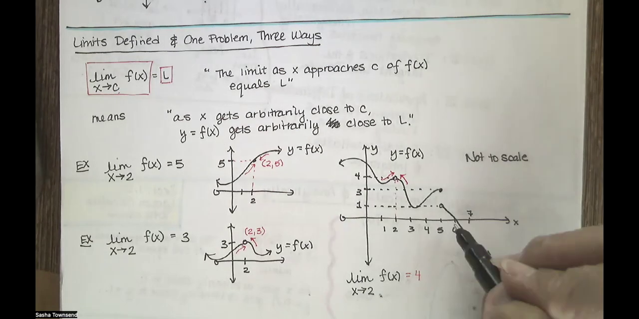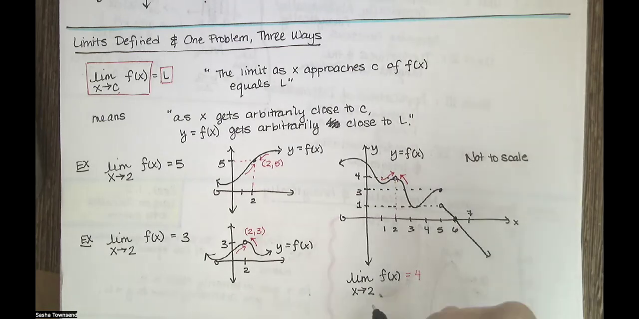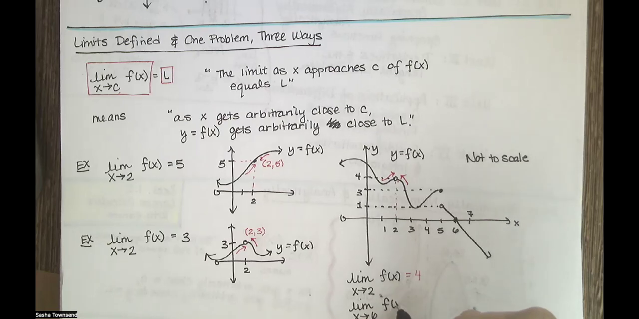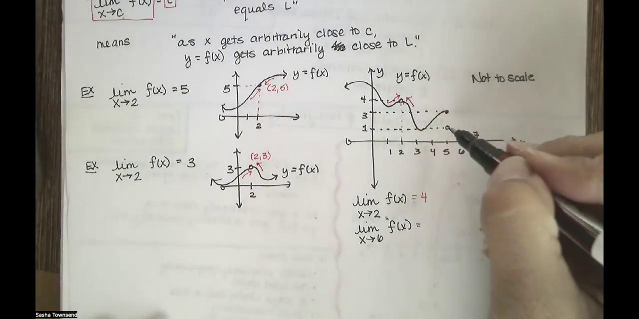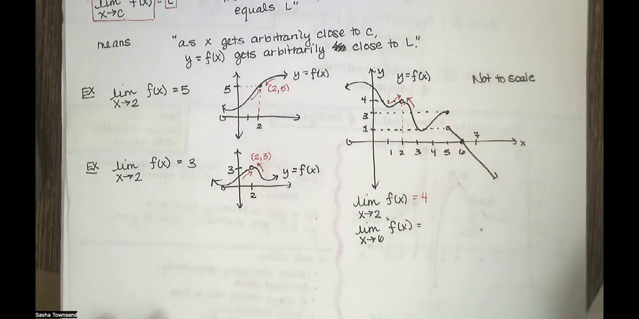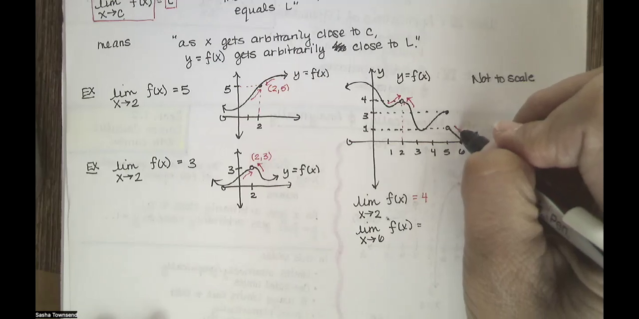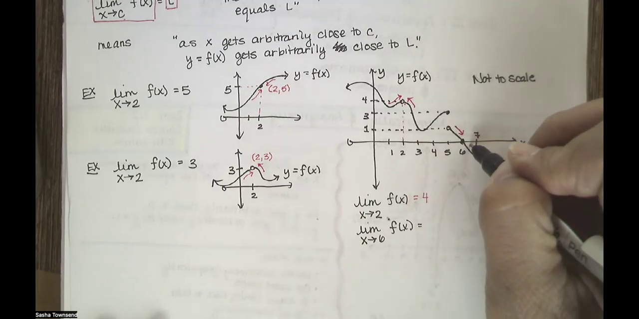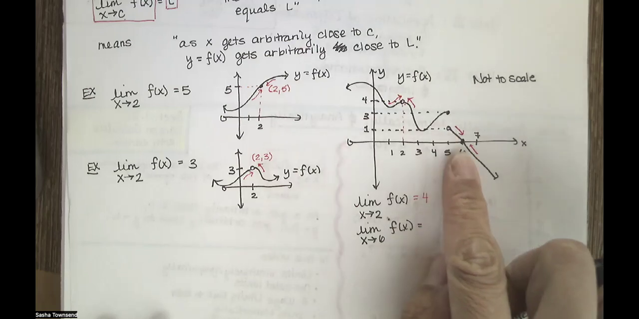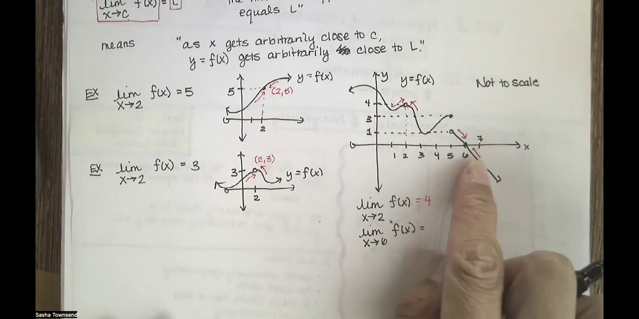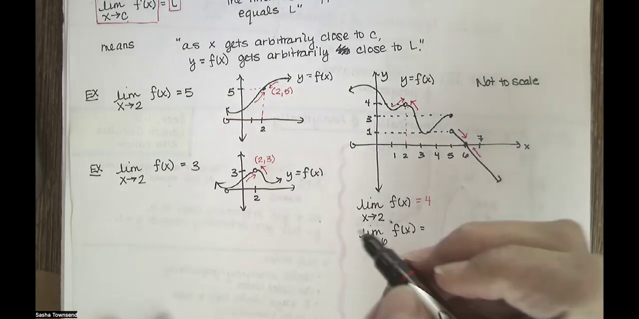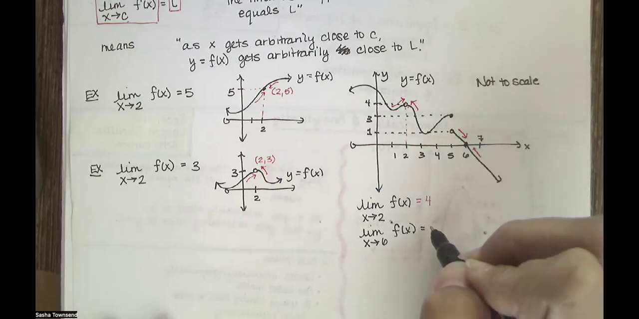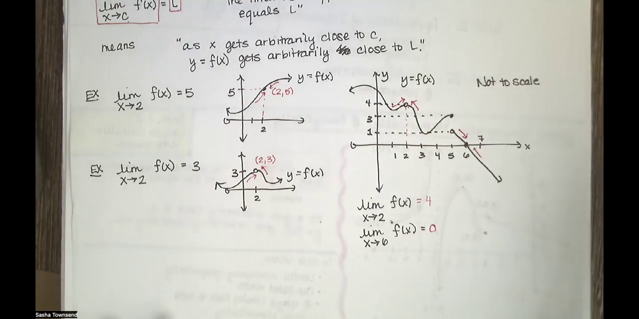Now we might also be interested in maybe this location as well. So I'll take the limit as x approaches 6 of f of x. Now to figure that out, again, I just look at the y values on the graph as x approaches 6 from the left and from the right. So as x approaches 6 from the left, and as x approaches 6 from the right, we look at the graph and we see that the y values are getting close to the x-axis, right? And on the x-axis, y is equal to 0. So the limit as x approaches 6 of f of x here is equal to 0.